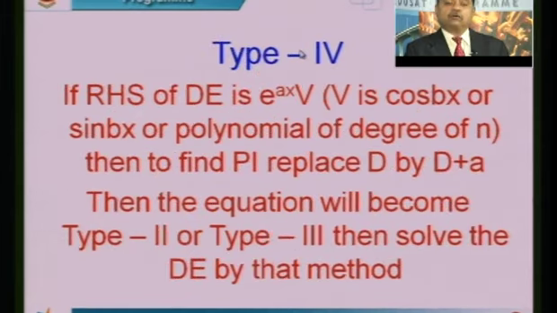Then type 4, if right hand side of differential equation is e power ax into V, V may be cos, sin or polynomial of degree n, then to find particular integral, first replace D by D plus a. Then the job of e power ax is over, then only V. V is either cos, sin or polynomial, which becomes type 2 or type 3 differential equation, then solve the differential equation by that method.